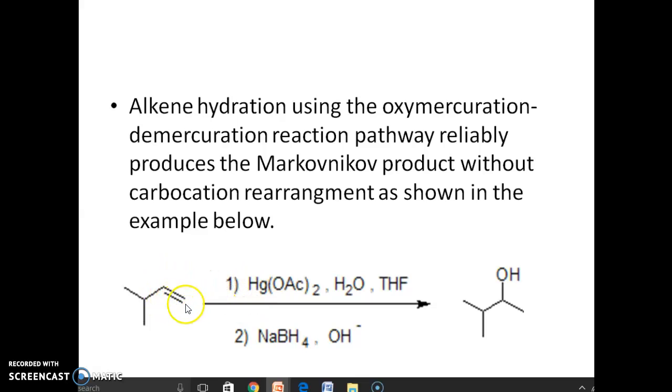This is the alkene wherein water is added across the double bond, forming alcohol, in the presence of mercuric acetate and water with tetrahydrofuran as the solvent, followed by reduction in the presence of sodium borohydride. This is the main scheme of the reaction, given below.